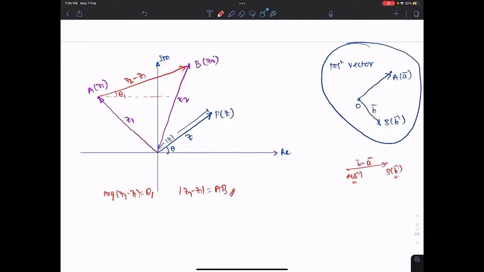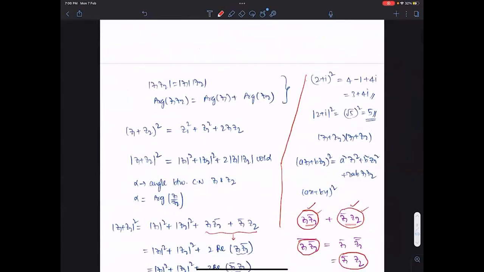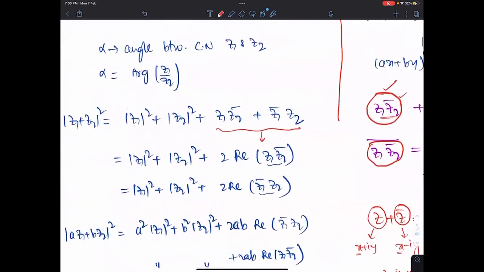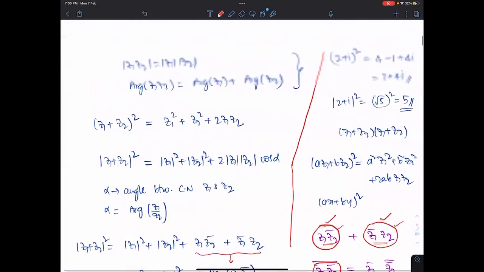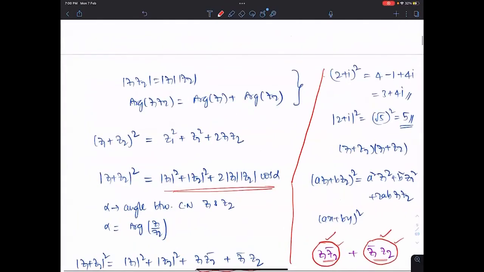This is what I was mentioning previously. Z1, Z2 are two vectors. The angle between them is alpha. That is what I have written in this formula. 2 Z1, Z2 cos alpha. Fine. Let us use all of them in some questions.